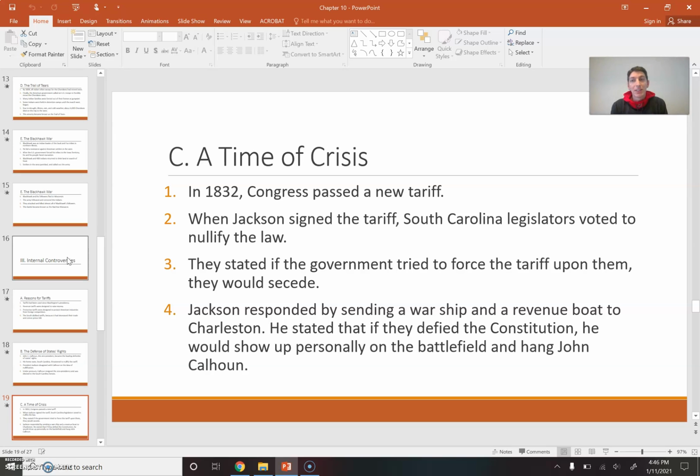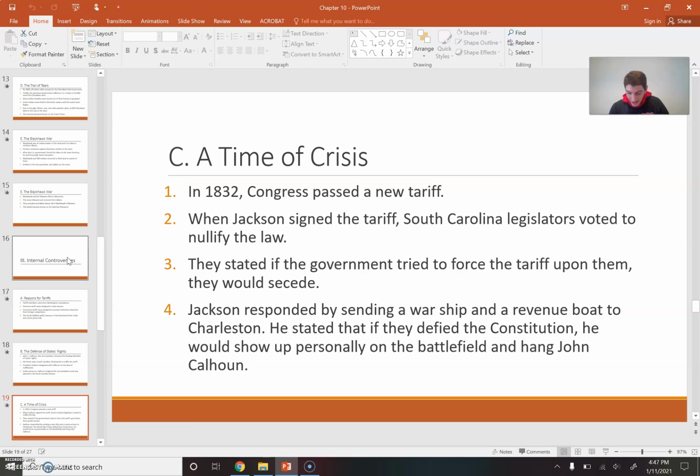Now, Jackson, and I mentioned this earlier, he's a brash fellow, right? So he said, fine, I'm going to send a warship and I'm going to send revenue boats, which are boats that would sit out in the harbor. Foreign businesses that were selling their goods, merchant ships, would have to stop, pay the tax, then sail into the port, then they could sell their goods. So he said, I'm going to send a warship and a revenue boat to Charleston. And he stated that if they defied the Constitution and went ahead with ignoring federal law, he would show up personally on the battlefield and hang John C. Calhoun.